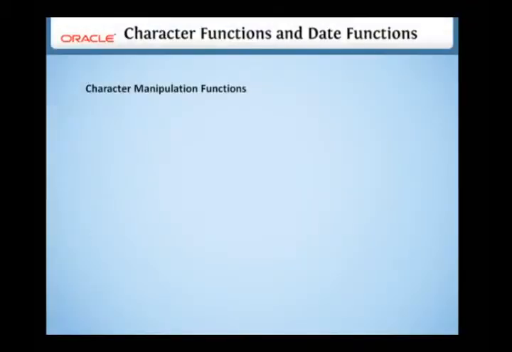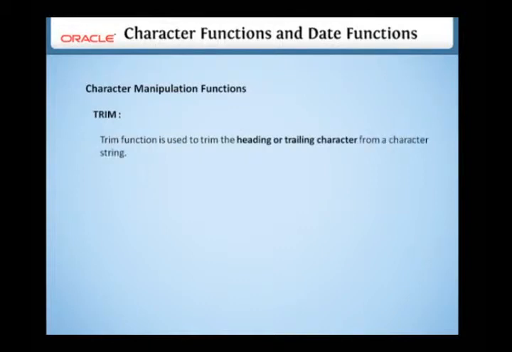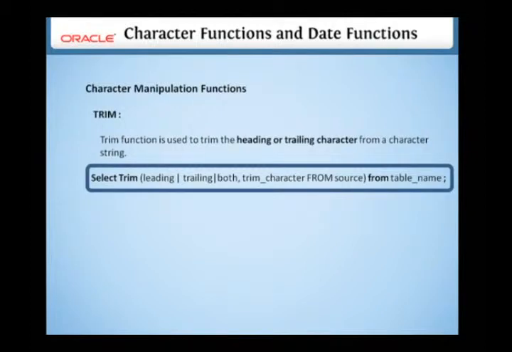Now we are going to discuss the TRIM function. The TRIM function is used to trim the leading or trailing character from a character string. Let's see the syntax. In this syntax, we can specify any one of the options. First, let's see the option LEADING. This option trims the specific character from the left side. Next, TRAILING. This option trims a specific character from the right side. And finally, if we give the option BOTH, it trims a character from both sides.